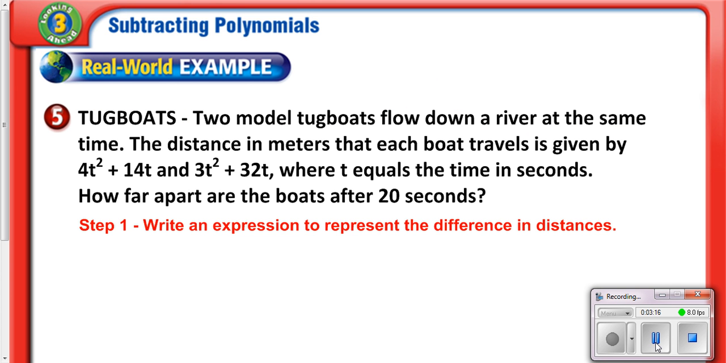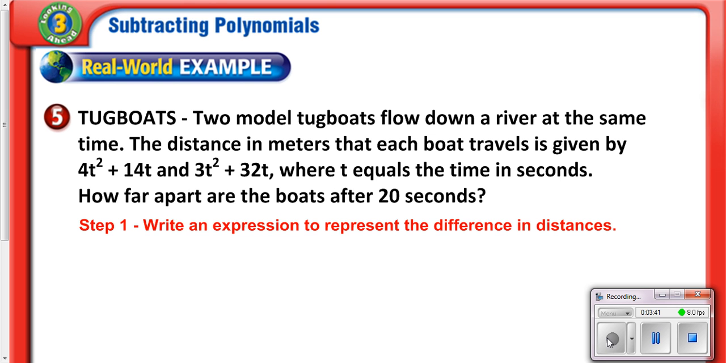Example 5, two model tugboats flow down a river at the same time. The distance in meters that each boat travels is given by 4t squared plus 14t, and 3t squared plus 32t. T equals the time in seconds. How far apart are the boats after 20 seconds? Step 1 asks you to write an expression to represent the difference in distances.